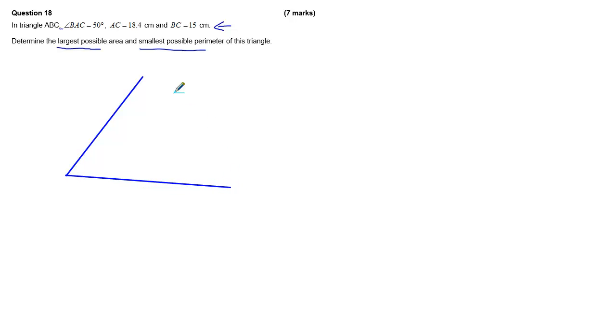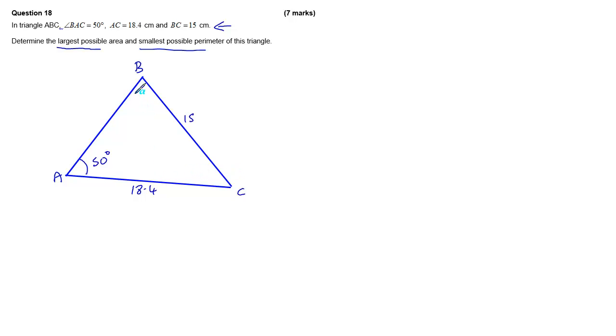So draw a triangle. It doesn't really matter what it looks like. Draw any old triangle. So BAC is 50, so this has to be A. Let's say this one's B and this one's C. AC is 18.4 and BC is 15. Now note straight away that we do not have the information to use the cosine rule. It has to be sine rule.